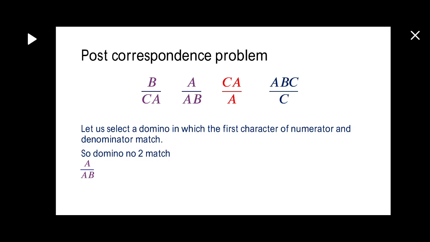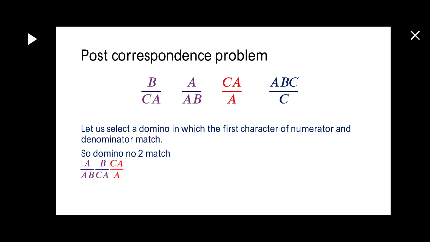So when you select it, now B and CA, and B cancels. In the numerator now you have AB, and in the denominator you have AB and CA. So now CA is the excess here. CA is available in the denominator. Now you have to find a domino where the numerator has CA. If you check, the third domino has CA on the numerator. So you select the third domino now.